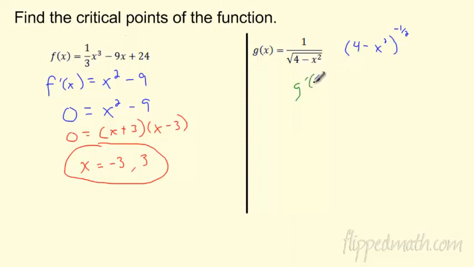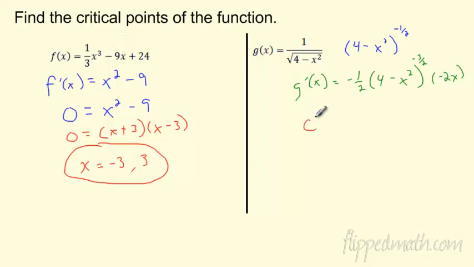So g prime is going to be negative 1/2, and then we've got this 4 minus x squared in here, and drop that power to negative 3/2. And don't forget we're using the chain rule in this. So what's the derivative of the inside? We kind of froze the inside. What's the derivative of the inside? It's negative 2x. Fantastic. Can we clean this up a little bit?